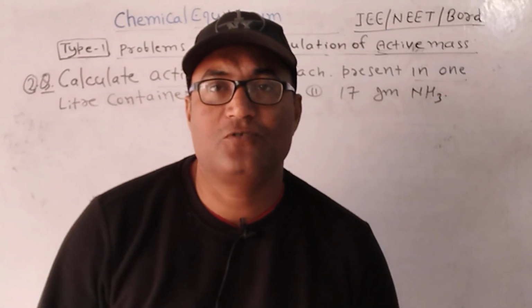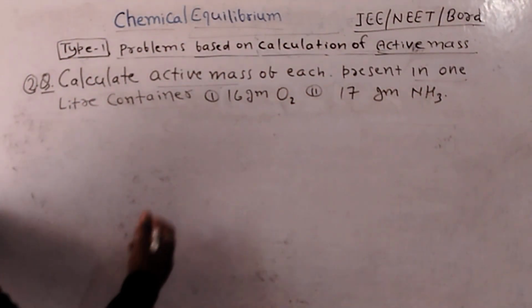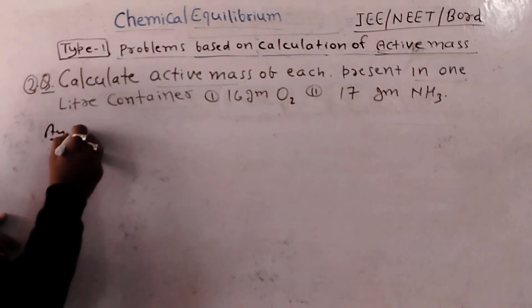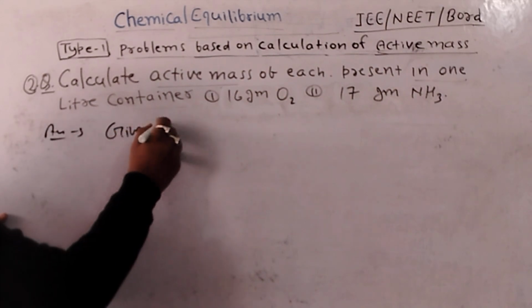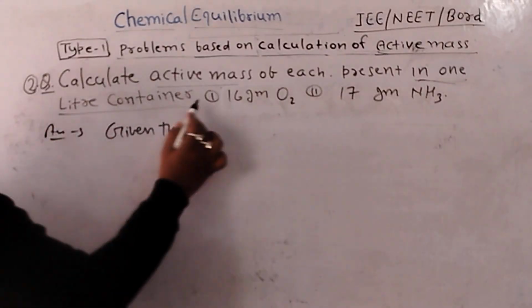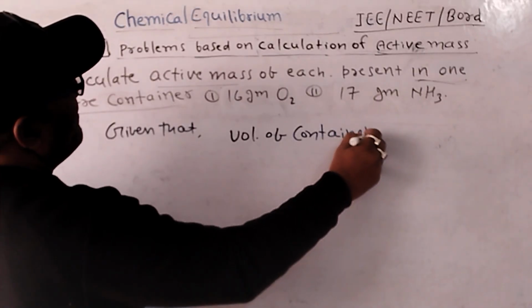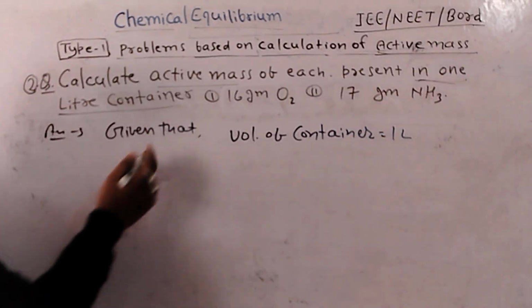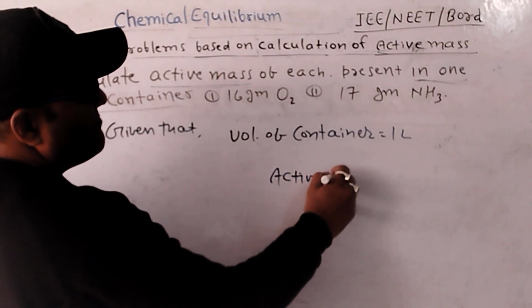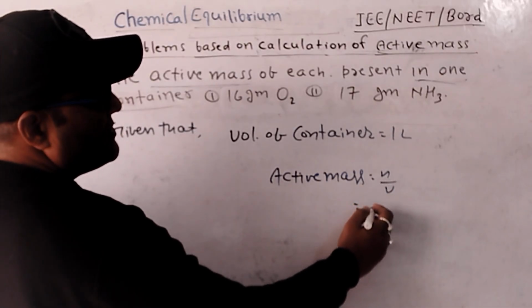Now the next question is also based on calculation of active mass. So watch my video carefully. According to this question, calculate the active mass of each present in a 1 liter container. Two questions are given. Initially given is a 1 liter container, so the volume of the container is 1 liter, and for calculation of active mass the formula is N by V, number of moles divided by volume of container.